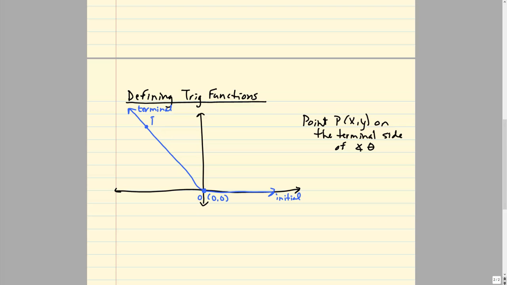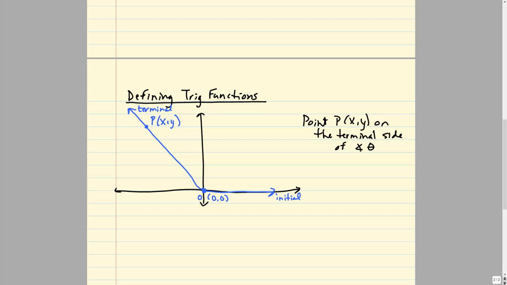So this is point P, and again, it's defined by x and y. Now what we want to do is look at the distance from the origin, or this point O, to this point P. Now there's one thing about P that we have to be careful of. It can't be the origin. It has to be a point away from the origin, not on the origin.